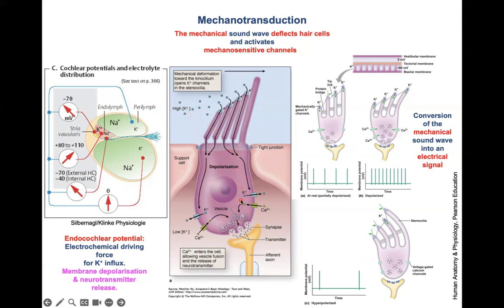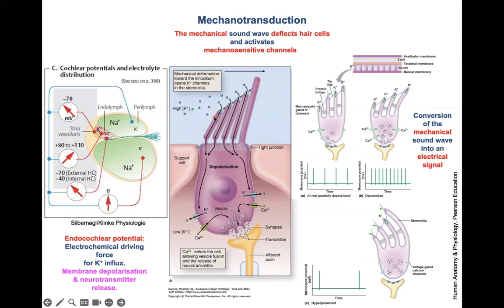The question is, how do potassium ions go into the cell? They go into the cell through these channels, which we see here. These are mechanosensitive potassium channels. The sound wave deflects these hairs. These hairs are known as stereocilia, the shorter ones, and the longest one is generally called the kinocilium.